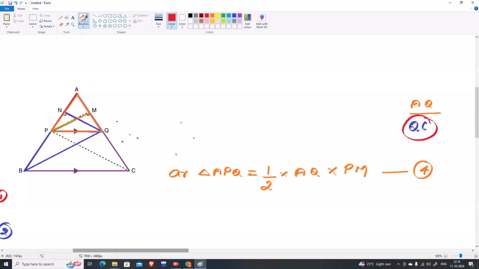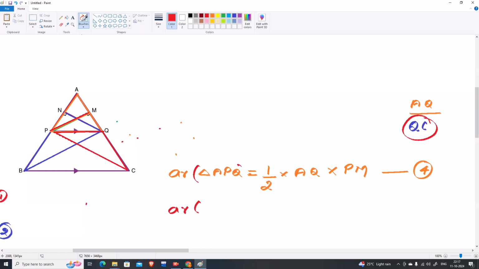Now the next target I need is QC. For the QC, I'm using a red color. Here is the QC, and I'm taking the triangle PQC. For the triangle PQC, we have an altitude here. So in this triangle also, the altitude is not available within the triangle. It is exterior of the triangle.